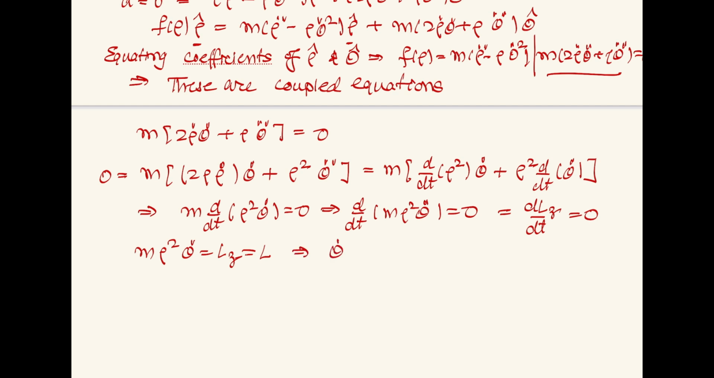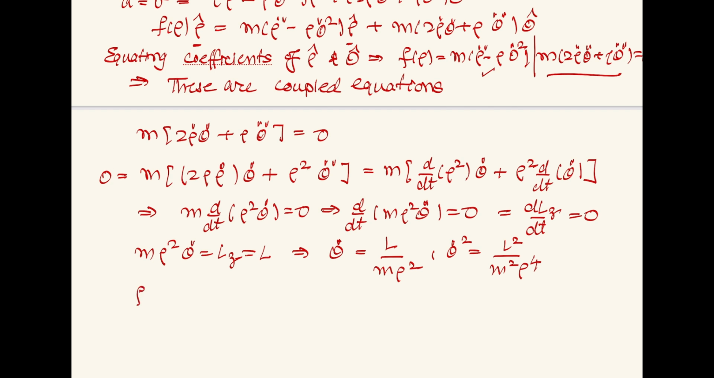Okay. So once I do that, I can solve for theta dot. Theta dot is equal to L by m rho squared. And then what is going to be my theta dot squared? That's L squared by m squared times rho raised to the power 4. Let us substitute this into the radial equation. If I substitute this into the radial equation, what do I get? So this is my radial equation. I'm going to find that f of rho is going to be equal to m, and this rho double dot can be written as d times v rho by dt.